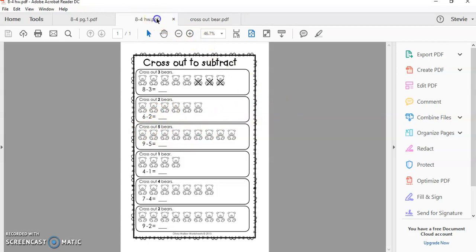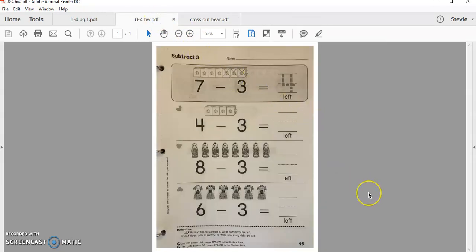Okay, after you do that, you're going to go on. This is your homework page that normally you would be doing at the end of the day when you get home. But since you're already home, you can just do it right away. Again, same thing. You're seeing how many did you start with? You're taking away 3, Xing out 3, and telling me how many left over.